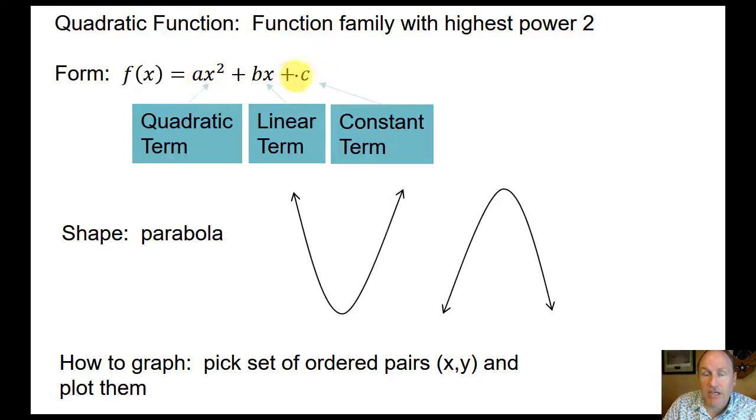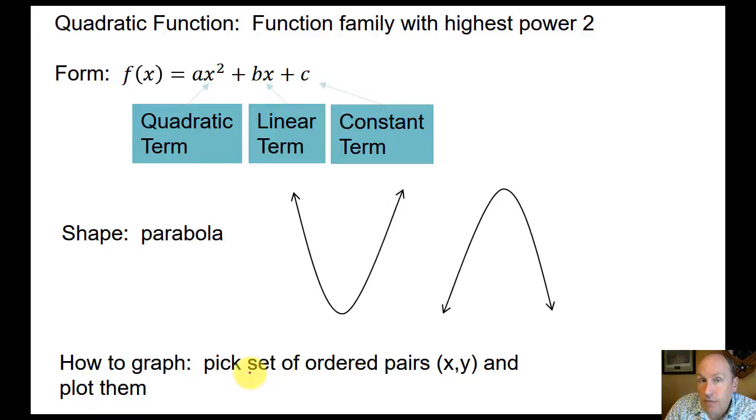Now, a, b, and c are real numbers. The a must exist for it to be quadratic. The b and c could actually be 0. Now, the quadratic family of functions has a shape of a parabola. The parabolas can be stretched out, compressed, shifted, but they take basically one of two forms, either an upward-facing parabola or what we call a downward-facing parabola.